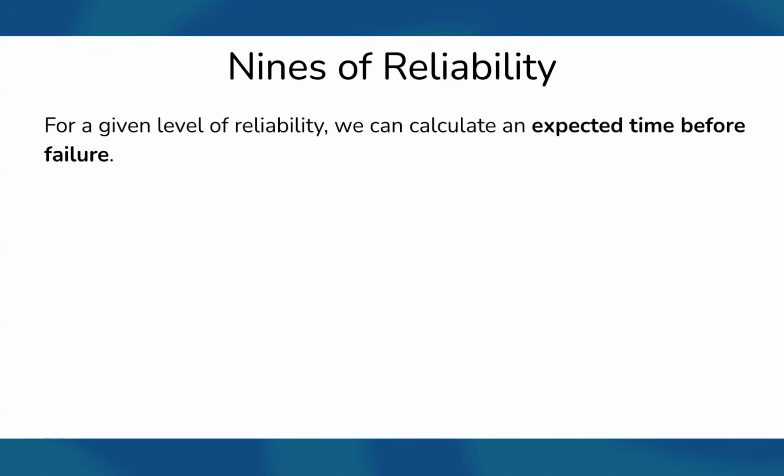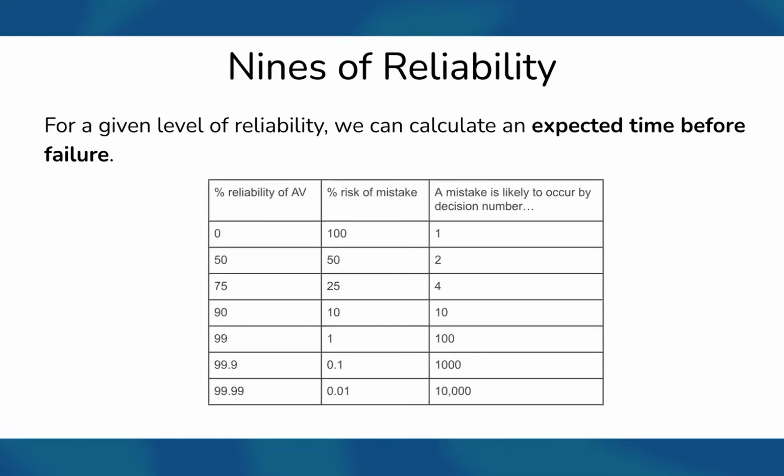Given a level of reliability, we can calculate an expected time before failure. So if the reliability of the autonomous vehicle is 50%, that is, for every decision it makes, it's either going to get it right or wrong. Half the time, it'll get it wrong. Then a mistake is likely to occur by decision number 2. However, if the reliability of the autonomous vehicle is 90%, then a mistake is likely to occur by decision 10. If it's 99%, then a mistake is likely to occur by decision 100. So you can see that these small changes in the reliability, these additions of extra little 9s after the decimal point, end up increasing the amount of time before a mistake is likely to occur quite substantially.